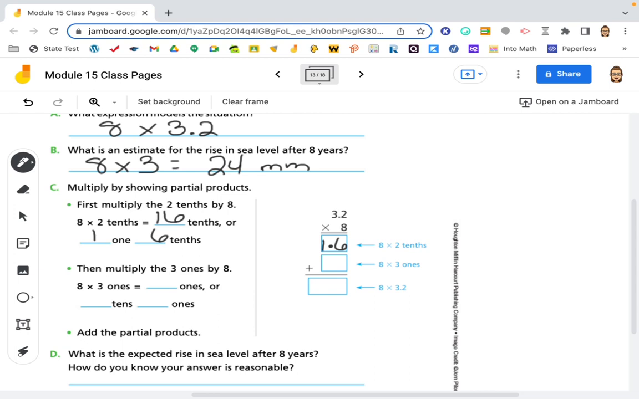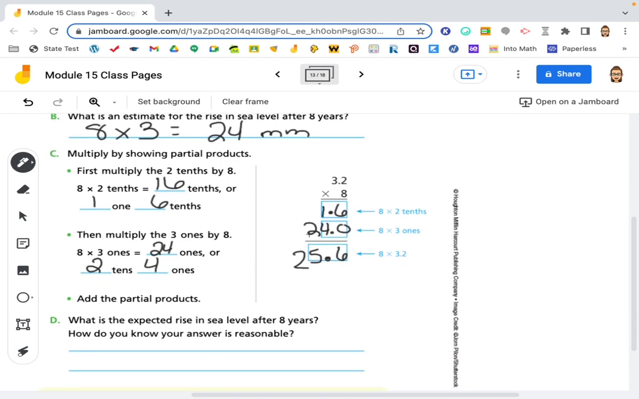Then it says to multiply 3 ones by 8. So 8 times 3 is 24 ones, or 2 tens, 4 ones. So that would give us 24. So 6 plus 0 is 6. Our decimal point. 1 plus 4 is 5. And then 2. So what is the expected rise in sea level after 8 years? It is 25 and 6/10 millimeters.